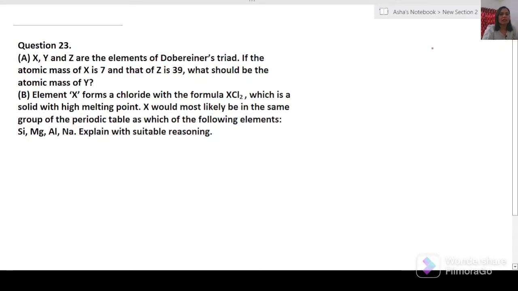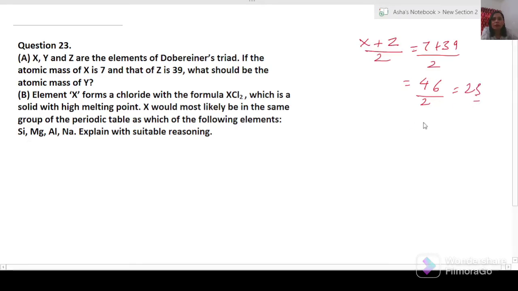X, Y and Z are the elements of a Dobereiner triad. If the atomic mass of X is 7 and that of Z is 39, what should be the atomic mass of Y? For the middle element, we always take the sum of the first and the last and divide it by 2, or you can say we take the average. So (X plus Z) by 2. X is 7 plus 39 by 2, so it will be 46 by 2, that is 23. So Y atomic mass will be 23 here.